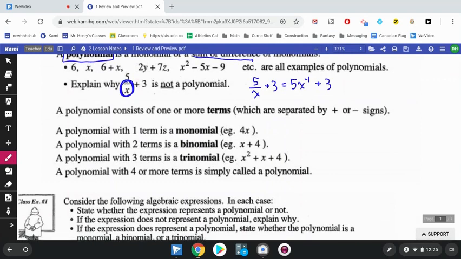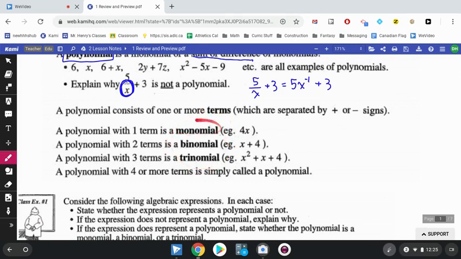A polynomial consists of one or more terms which are separated by plus or minus signs. I'm adding or subtracting monomials. If I have one term, like just 4x, yeah, that's a monomial. As soon as it's something plus something, x plus 4, that's a binomial. Just like a bicycle has two wheels, a binomial has two terms. Trinomial, well, a tricycle has three wheels, a trinomial has three terms. x squared plus x plus 4. And then a polynomial is anything that has four or more terms. So polynomial is all of these, okay?